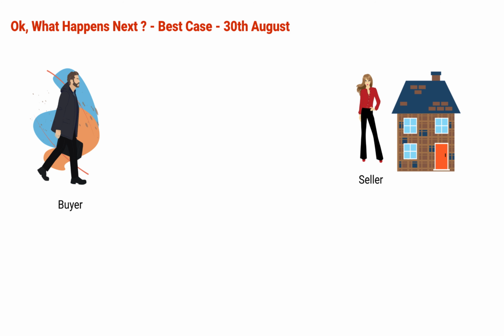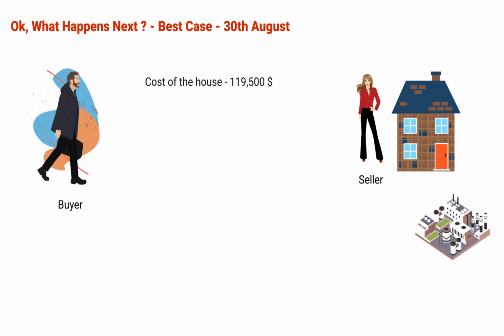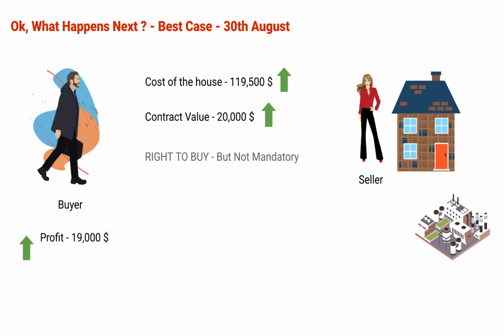Let's see the best case. Within 1 month, there is a new project that came up near Lucy's house. The housing prices increased. The house cost became $119,500. That means the contract value, originally $1,000, now became $20,000 because the cost of the house has been increased. Tony made $19,000 profit on the $1,000 contract that he made with Lucy.